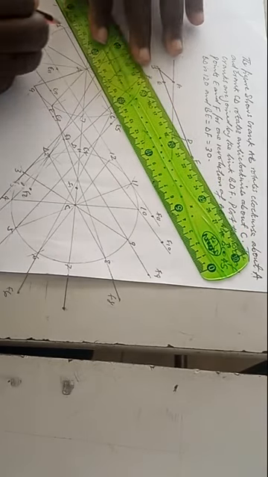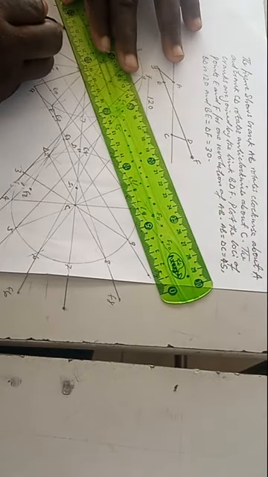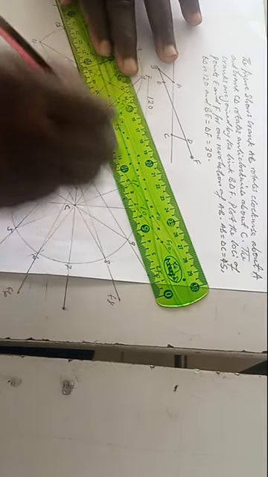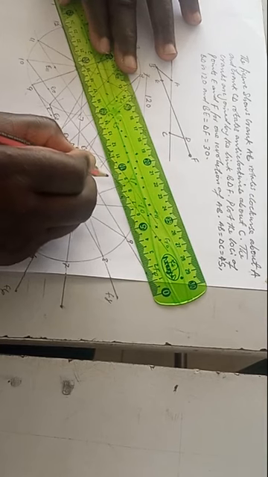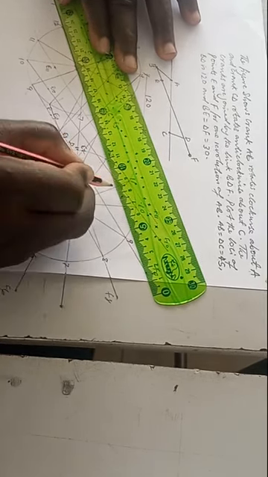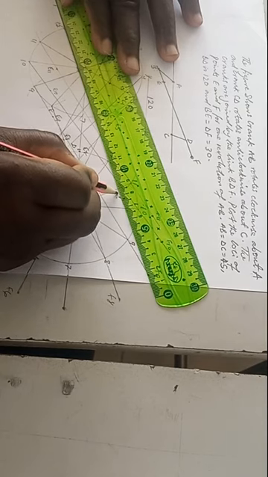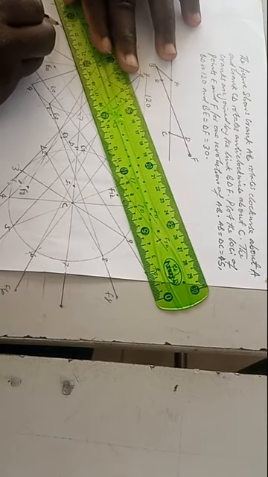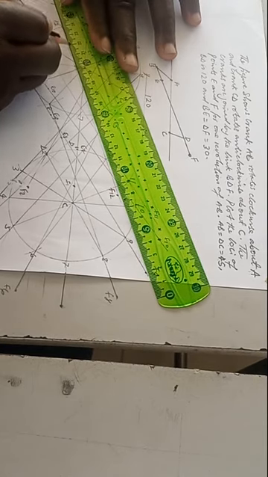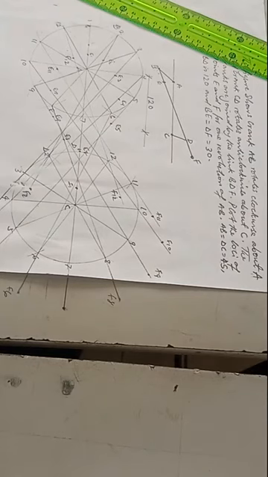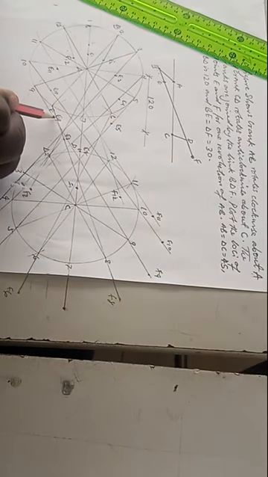Then the final one, which is 12. 12 to 12. Like this. So this is 12. So count 30. 1, 2, 3. That is F12. And this one too, we count 30. 1, 2, 3. E12. So we have all our points. These are my E's.